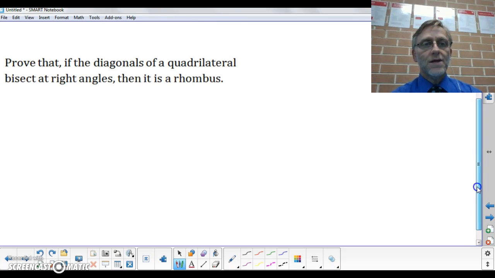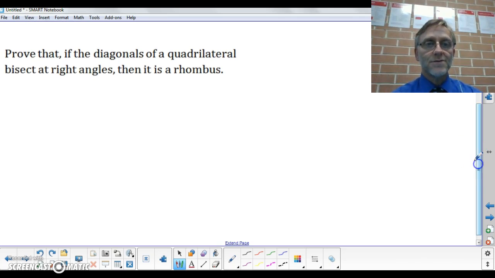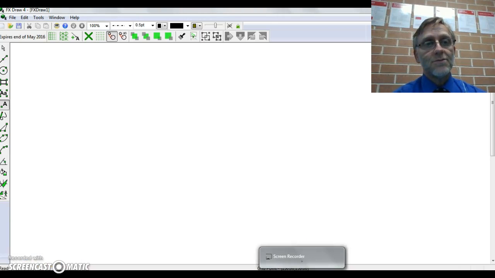What I want to do is to prove that if the diagonals of a quadrilateral bisect at right angles, then it's a rhombus. So if you've got two diagonals and they cross each other at right angles, then the shape that joins up the corners of the diagonals must be a rhombus. Now, I'm going to need to draw a diagram for this, but you know that my diagrams are the worst in the world, so I'm going to use a piece of drawing software to do that.